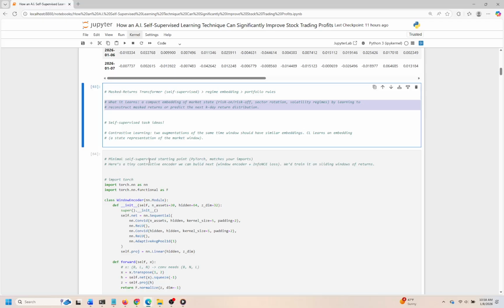The logic here revolves around learning to reconstruct masked returns, or predicting a distribution of returns over a specified future period.